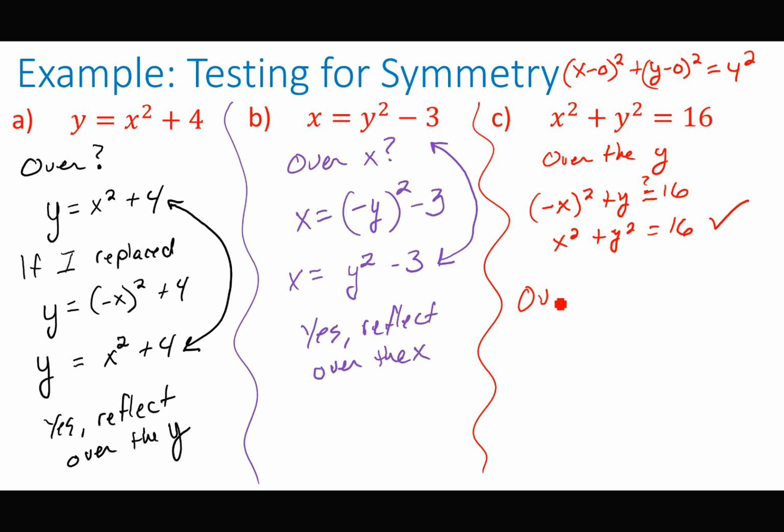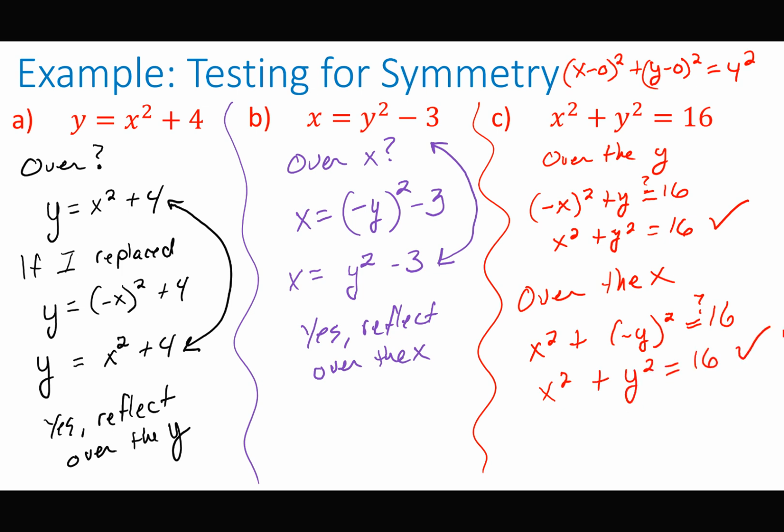And if I wanted to test if it would reflect over the x, then I'm going to replace the y with a negative y. So x squared plus negative y squared, does that equal 16? Yep. That's the same thing. That checks out. So this one reflects over both. Again, understanding your basic functions, knowing what the shapes are before you even do any work, guides you to how to do it correctly.